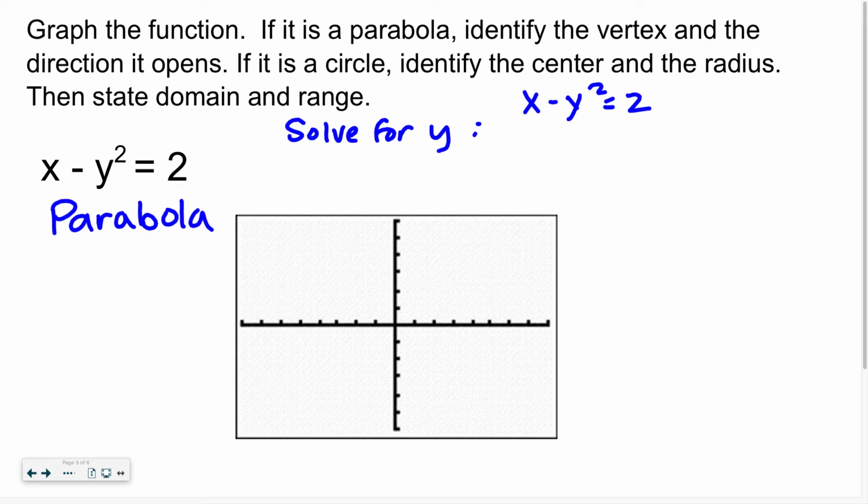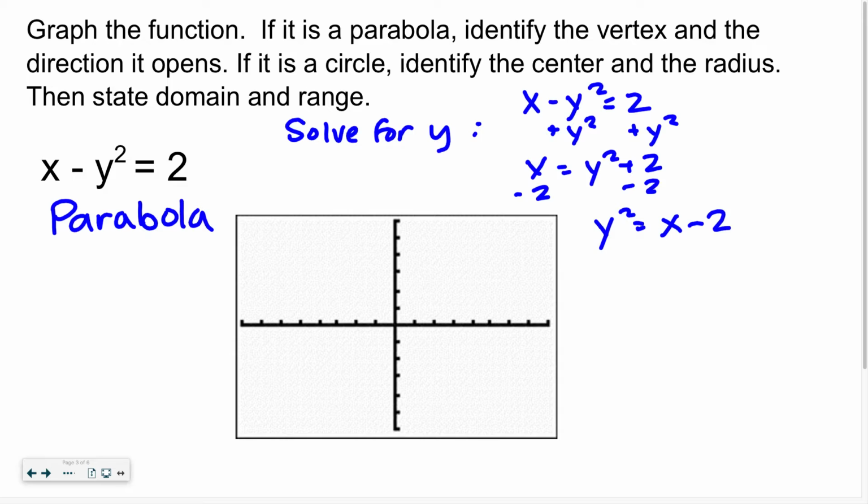Many ways you could start this one. You could either add y squared to the other side and subtract 2 to the other side. Okay, let's do it. Add y squared. So I have x equals y squared plus 2. Subtract 2. Y squared equals x minus 2. And then square root.